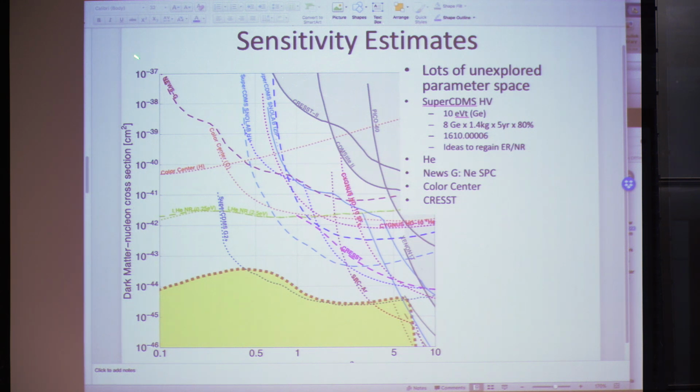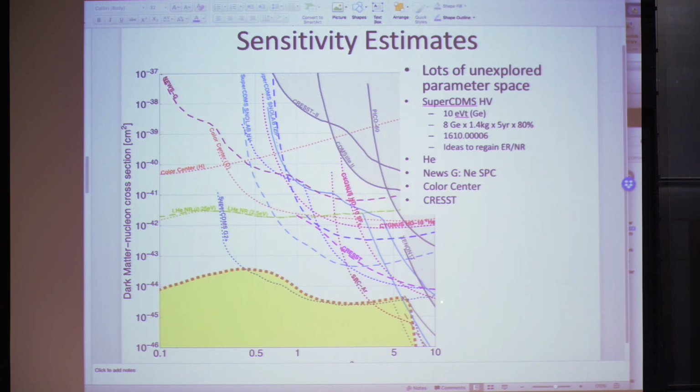So here is NEWS-G. NEWS-G is just a giant neon sphere with a huge E field, and you're looking for ionization of neon. So it's only a single signal, just the ionization. And they believe that they can do many orders of magnitude better than current experiments. CRESST here is a calorimeter that we'll talk about in depth in the next lecture.